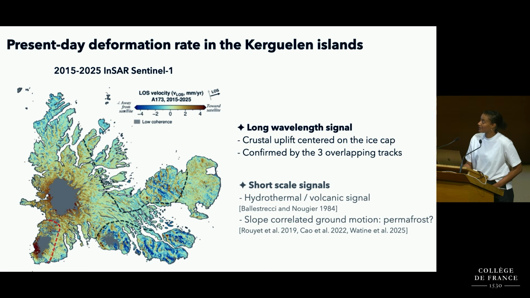And so what we can do now is move to deformation measured by InSAR. So here now we have a map of the deformation in the direction of the line of sight, but mostly vertical in that region. And you can see that over the past 10 years, from 2015 to 2025, we actually have had uplift around the ice cap of about 5 millimeters per year. And this crustal uplift might be related to the melting of the ice cap.